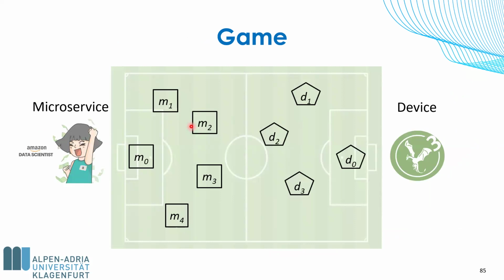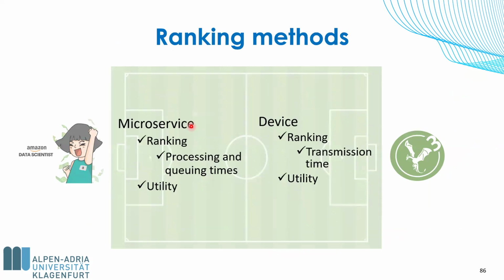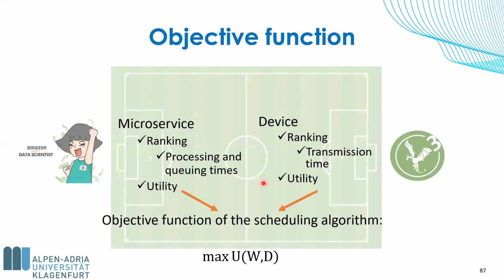Also here we applied the game, but as I said, we have applied multiple games based on the number of interdependency levels in the application structure. The game is based upon the microservices ranking the devices based on the processing and queuing time, while the devices rank the microservices based on the transmission time. Then the utility function is aimed to be maximized, which shows the profit of both sides of the game, like the microservices and devices.